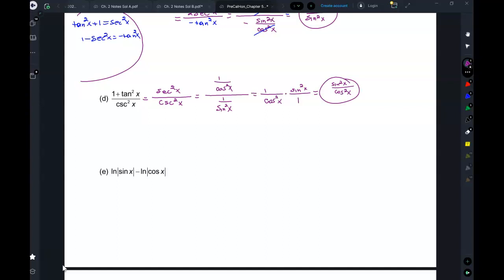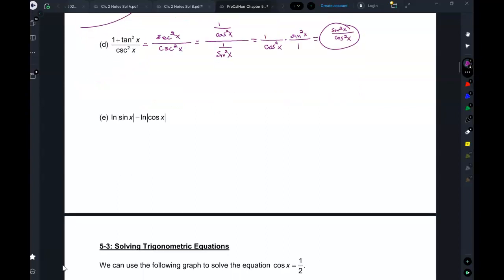I'll get you in a minute, hang on. Do we change it to tan? You want to keep it in terms of sine. Oh, yeah, you said that. Okay, so we don't have to. Let's go back to algebra 2. Okay, so listen.